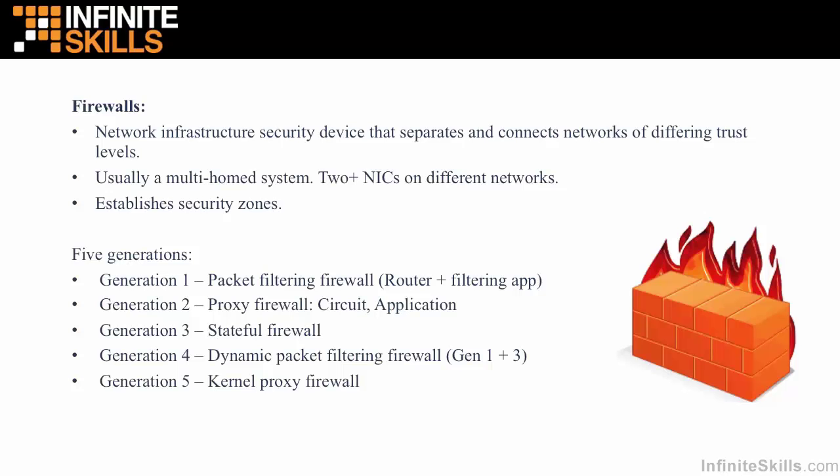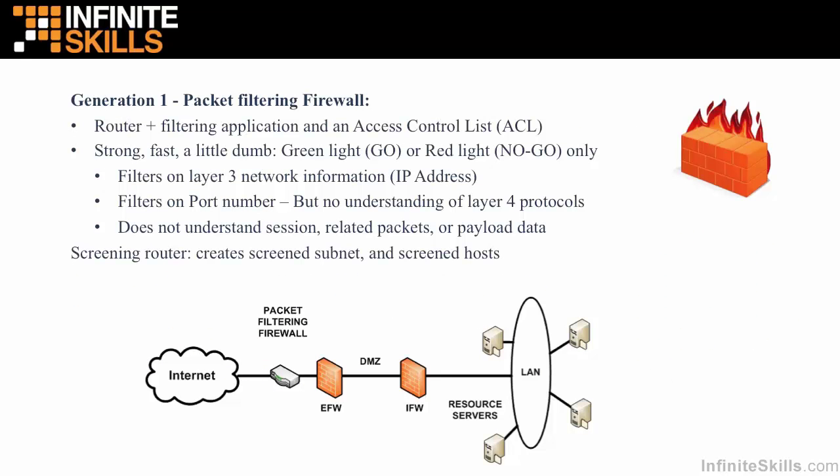So again, the firewall is used to establish security zones between networks of differing trust levels. And as you can see, we're going to quickly review 5 generations, the evolution, if you will, of firewalls and firewall technology. So let's move forward here. The first generation firewall was called a packet filtering firewall. Now, these are still around. We still use these on a regular basis.